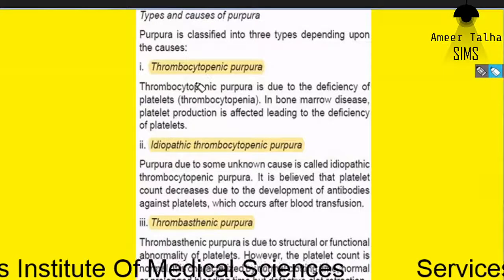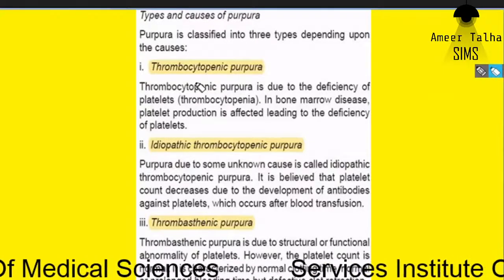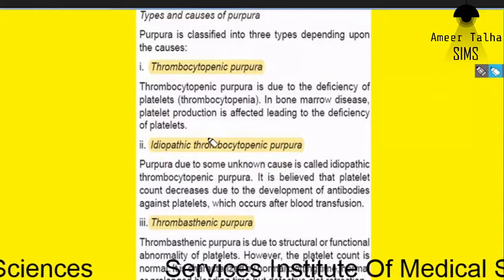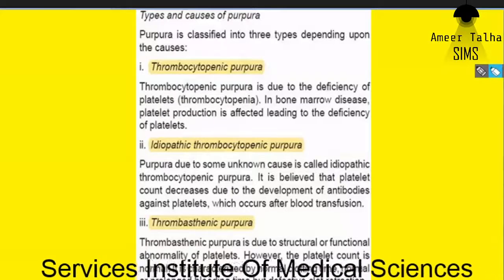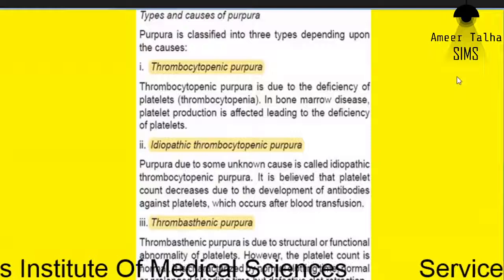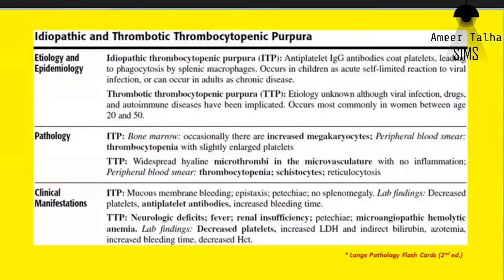And there are two types of thrombocytopenic purpura. One is ITP and the other one is TTP, idiopathic thrombocytopenic purpura and thrombotic thrombocytopenic purpura. ITP means idiopathic. Idiopathic means without any known cause, no known pathology, unknown cause.